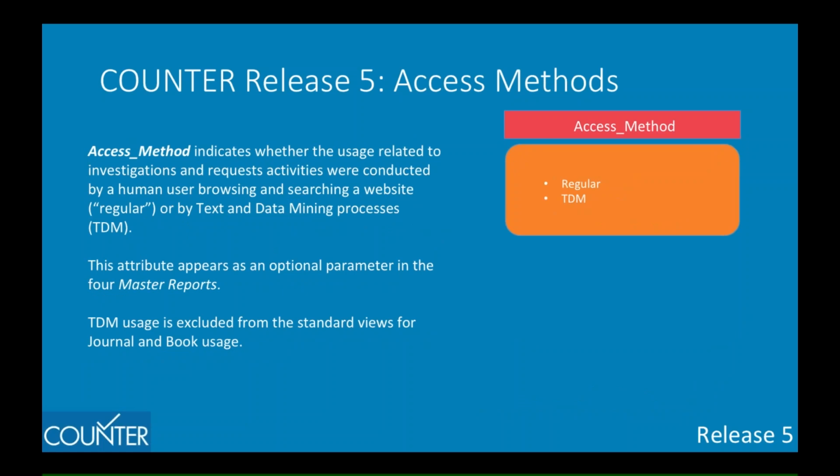And access method. In release 4, counter reports are only reported for regular usage. Any data and text mining reports would not be added into counter reports. Those reports usually are generated separately if there's an agreement between the institution and vendor or publishers. There's increasing interest in data and text mining, and it's commonly used at this moment. So counter release 5 introduced an additional access method type, regular versus TDM. Regular is usage generated by a human, and TDM is generated by machines or TDM activities. So this differentiates the origin of the usage.